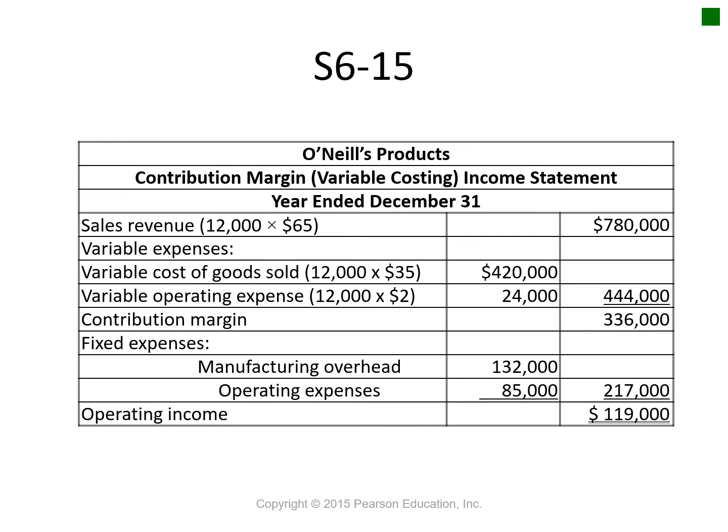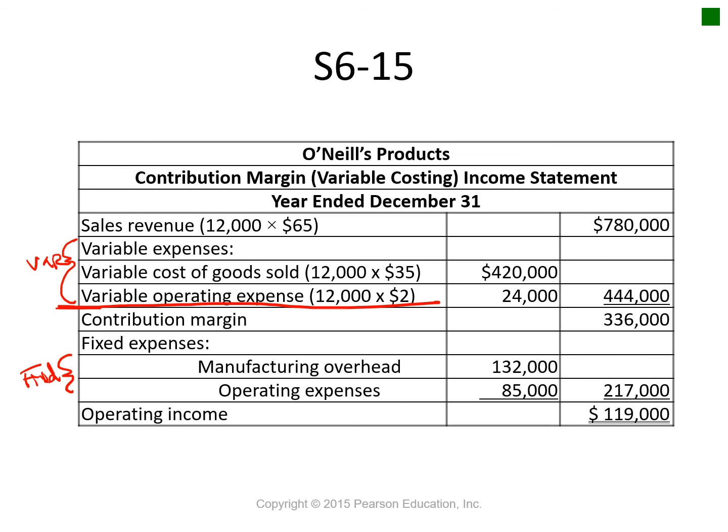Okay, so here's your variable costing income statement. I'm going to highlight the main categories here. Notice there's your variable cost right there. If you subtract these, notice you get contribution margin. And then here's all of your fixed cost.